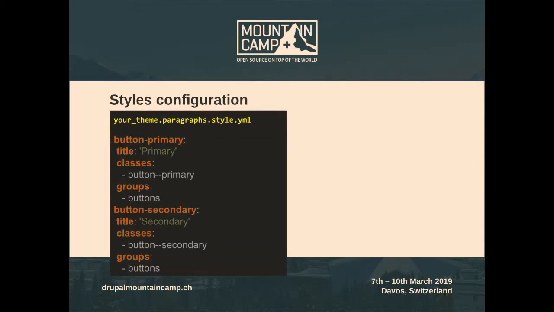The second step is to create specific styles that apply to this group. Here we have button primary, button secondary, and also a call to action button. What you need to do is, again, create a simple array: button primary, a title for that style, and a list of CSS classes that you want to apply to this specific paragraph. So here we have button primary, button secondary, and so on. You can have as many styles as you want.